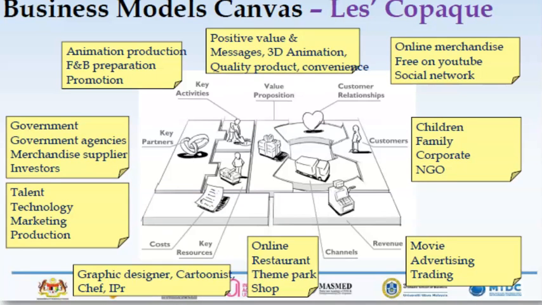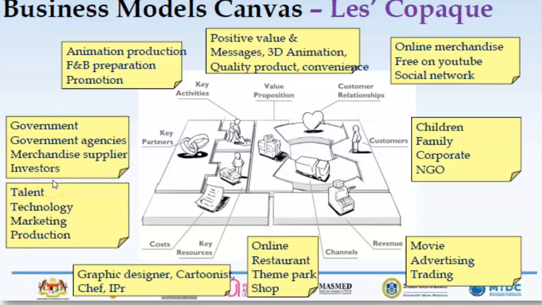As you can see here, this is the business model canvas for Les Kopak. For example, who is the customers? The customers of Les Kopak are among children, family, corporate business, and NGO. Let's look who is the key partners of Les Kopak. They are government agencies, merchandise supplier, and investors.